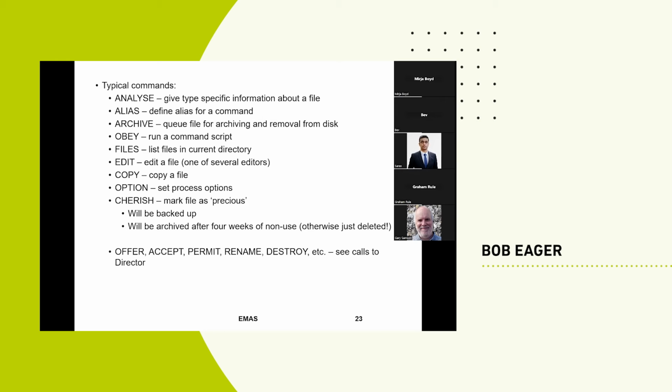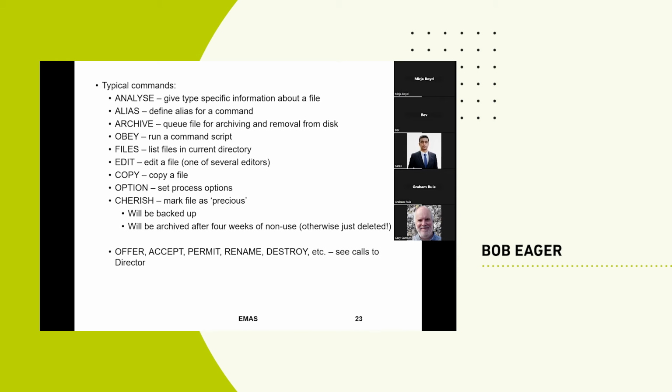So typical commands here for the subsystem: analyze, which will tell you about a file, no matter what it is. If it's an object file, it will tell you about all the dirty details. If it's a text file, it just tells you its size, and so on. Alias, so you have an alias for a command. Of course, people alias destroy to something else and then wish they hadn't. Archive would queue a file for archiving, and the archiver ran once a week and would remove a file from disk and put it on tape. Obey, which is just running a command script. Files, which tells you what files there are.